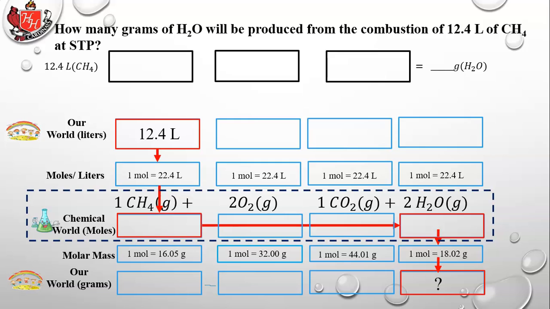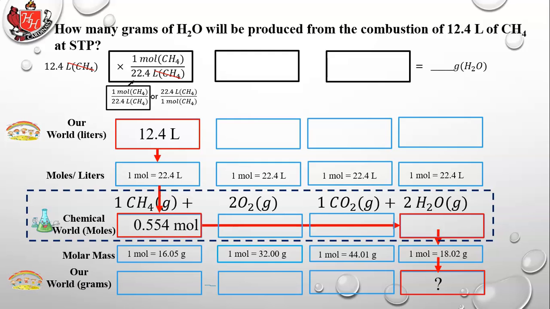Now our first equivalency is 1 mole equals 22.4 liters. So you put 1 mole over 22.4 liters or 22.4 liters over 1 mole. Which of those two are you going to put in that first box? Well, the answer is the first one, because you have liters of CH4 in the 12.4 liters of CH4, so you need liters of CH4 on the bottom of the first box. So now liters of CH4 is going to cancel with liters of CH4.